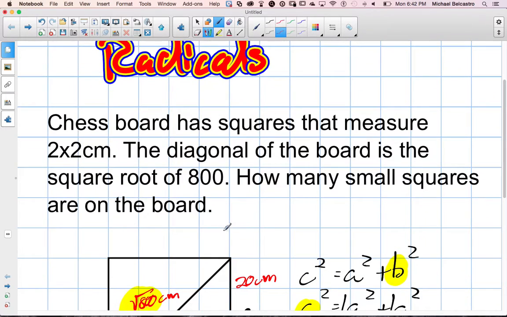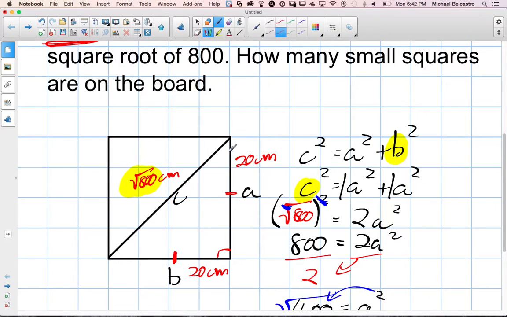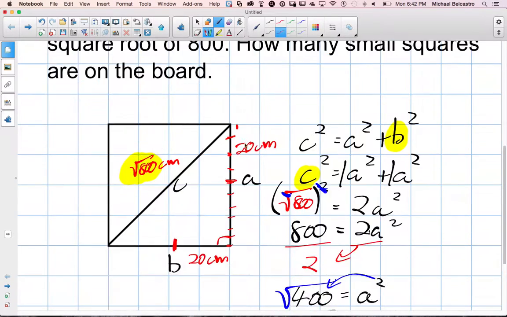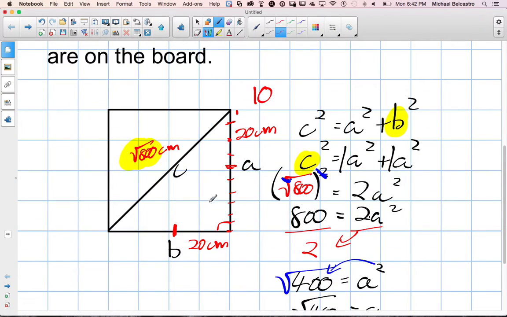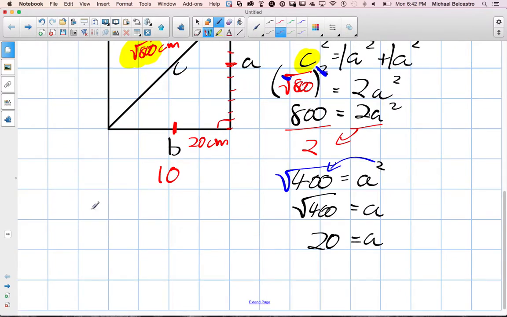And we have to take some other information. They told us that our squares were 2 by 2. So in other words, this would be 1 square. That's 2 centimeters. So 2, 4, 6, 8, 10, 12, 14, 16, 18, 20. How many squares does that give us across here? 10. The idea is that we're dividing 20 centimeters by 2 centimeters. So we have 10 squares here, and because it's a square, we have 10 squares here. So to figure out how many are on the board, we're looking at 10 by 10. We got 100 squares.